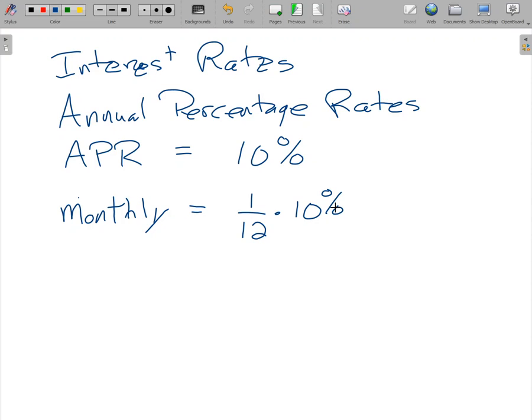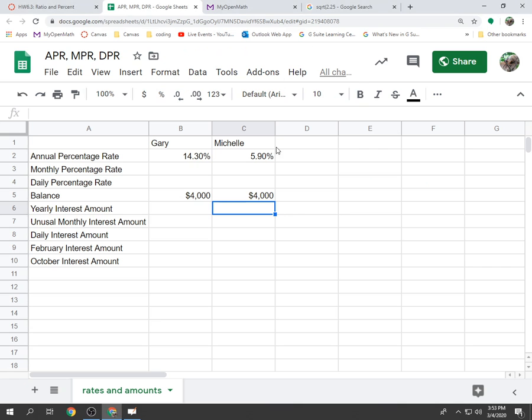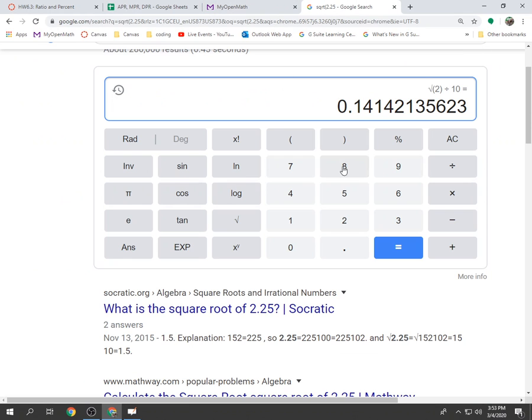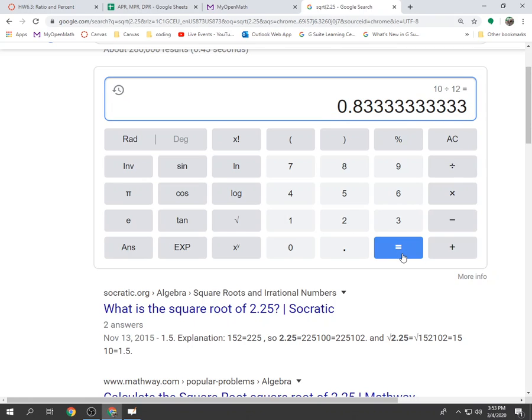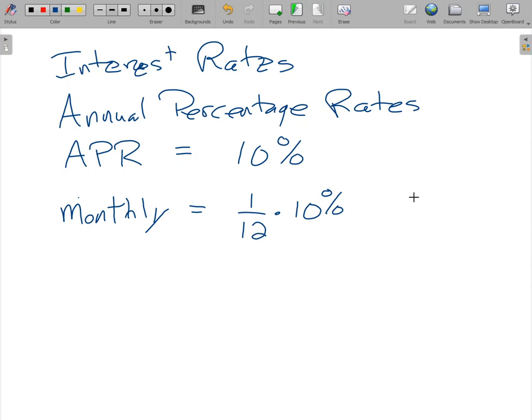Often when you do that, you get kind of messy decimals. Because if we asked a calculator what 1/12 of 10% is, some rounding is going to have to happen. So let's just call it 10 for 10%, divide it by 12. So I get 0.8333333. Right, so it doesn't come out to a nice number, and so we have to round a little bit. According to my calculator, I'm just going to go to the nearest hundredth of a percent, 0.83%.